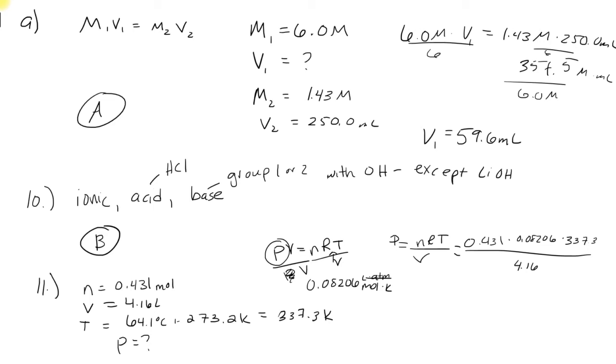Alright, so 0.431 times 0.08206 times 337.3, and then all of that equals 11.9, and I'm going to divide it by 4.16. So we find that the pressure here in this situation is about 2.87 atmospheres. Well, that's a little bit higher than I wanted it to be. 2.87 atmospheres, which is answer D. Exactly. So that's good. Number 12, last multiple choice.